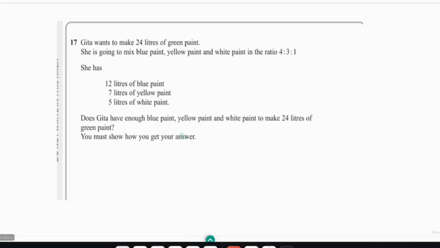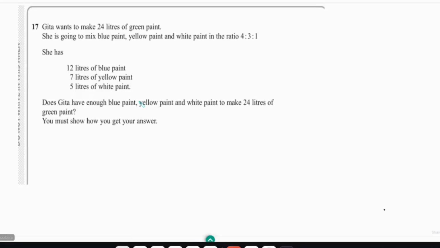17. Geeta wants to make 24 litres of paint, green paint. She's going to mix blue, yellow and white in a ratio of 4 to 3 to 1. She has 12 litres of blue paint, 7 of yellow, 5 of white. Does Geeta have enough blue paint, yellow paint and white paint to make 24 litres of green paint? You must show your working out.